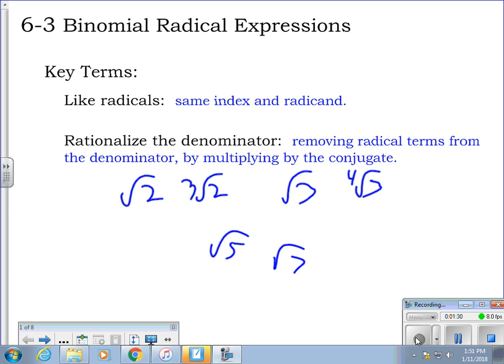Okay, yes? So square root of 3 and cube root of 3 are not like radicals. No. They have to look exactly the same. The radical portion, the root, has to be exactly the same. Both the index and the number underneath have to be exactly the same to be like radicals. Okay? Kind of like variables. x and x squared are not like variables. It has to be the letter and the power both. Okay, does that make sense? It's the same idea.